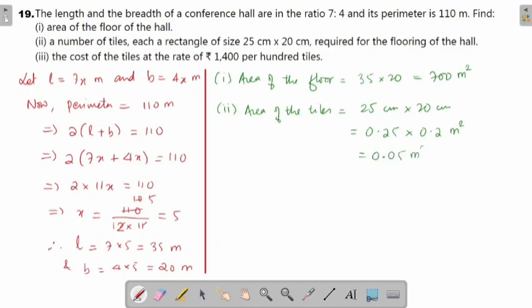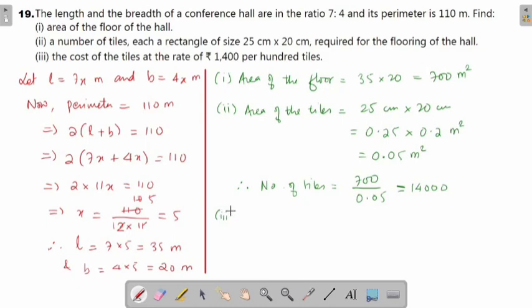Okay, so it will be 0.05 meter square. So therefore number of tiles, so again the same formula, you will write the formula, area of the floor divided by area of the tile. So area of the floor is 700, and it is given that area of the tile is 0.05. So we have, this is equals to, so 700 divided by 0.05 will be 14,000. So the number of tiles required will be 14,000.